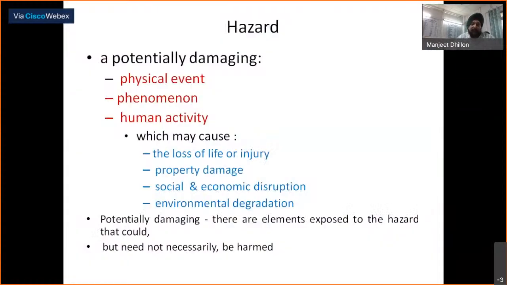Many things have already been discussed yesterday about hazard and flood risk assessment and these topics. As we know, a hazard is a potentially damaging physical event, phenomenon, or human activity which may cause losses in terms of property, social and economic disruption. It is potentially damaging in the sense that there are elements exposed to the hazard that would, but not necessarily, be harmed.